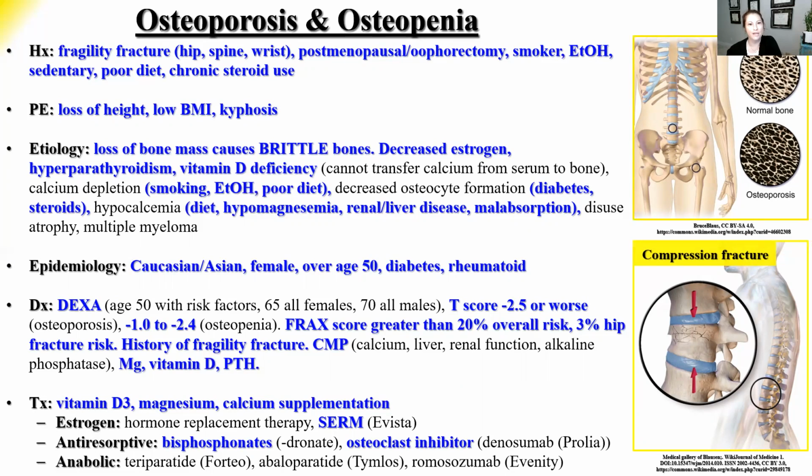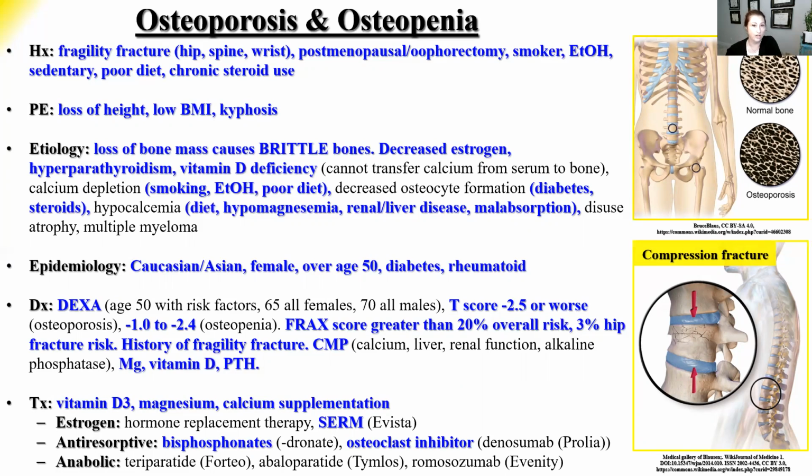History and things that make people more likely to get this. A fragility fracture of the hip, the spine, or the wrist from a fall from standing height, we call those fragility fractures that should not fracture the bone. Women who are postmenopausal or have had their ovaries removed. Smokers are 7 times more likely to fracture. People who have more than 3 alcoholic drinks a day.